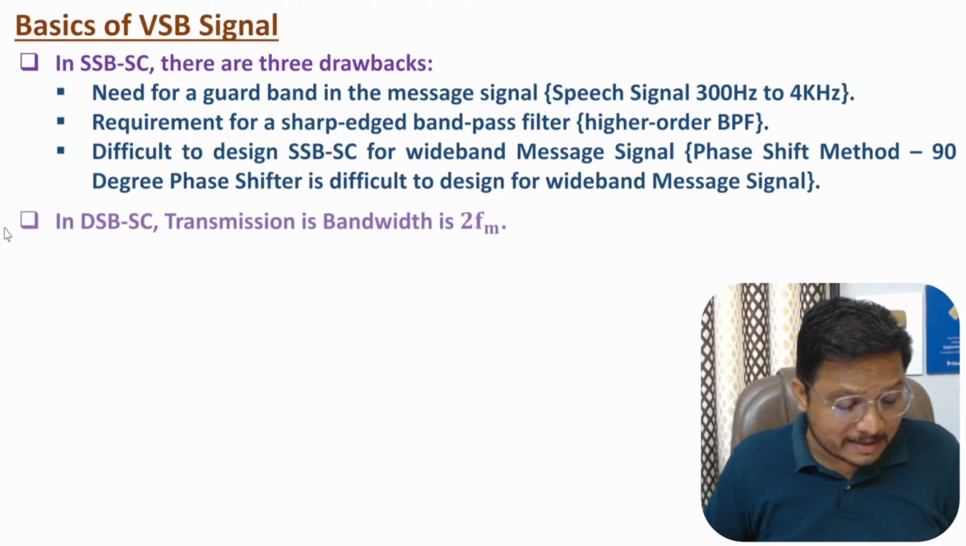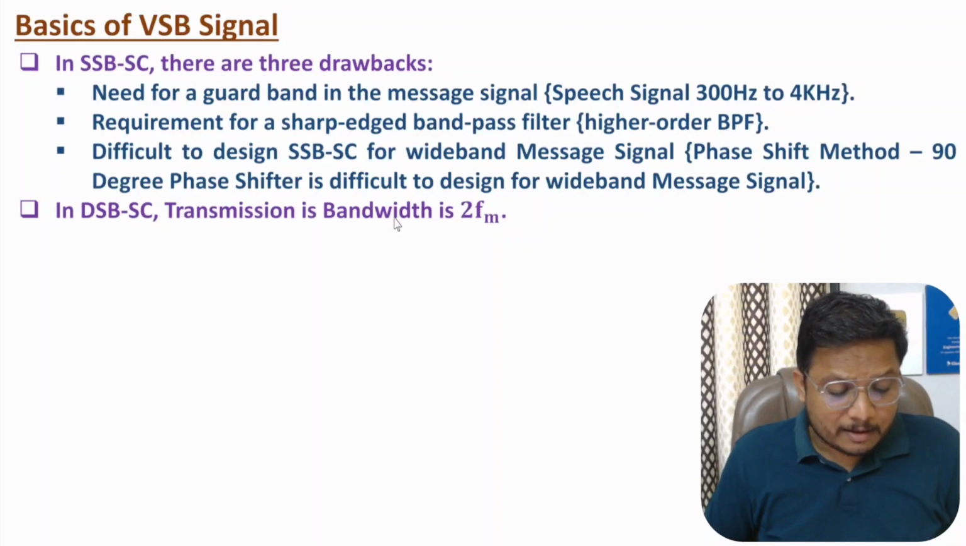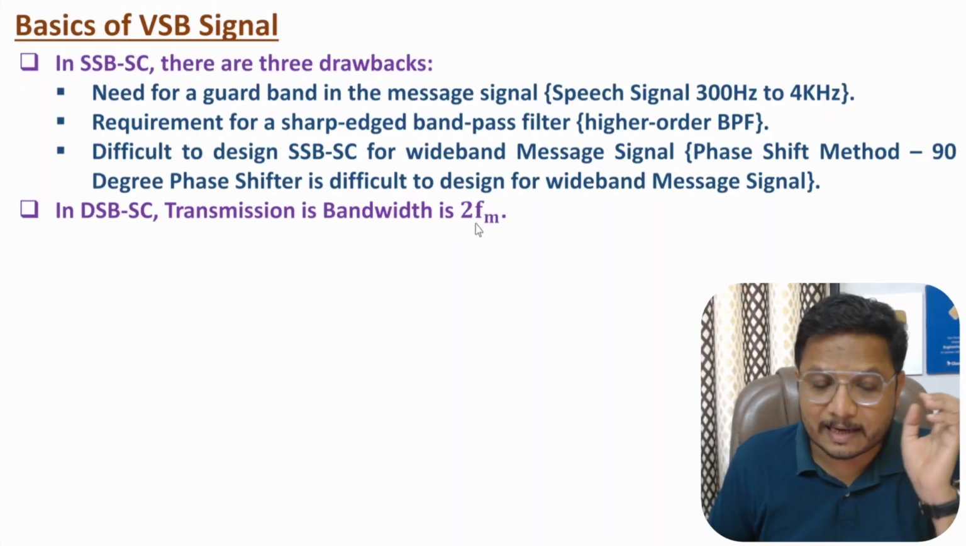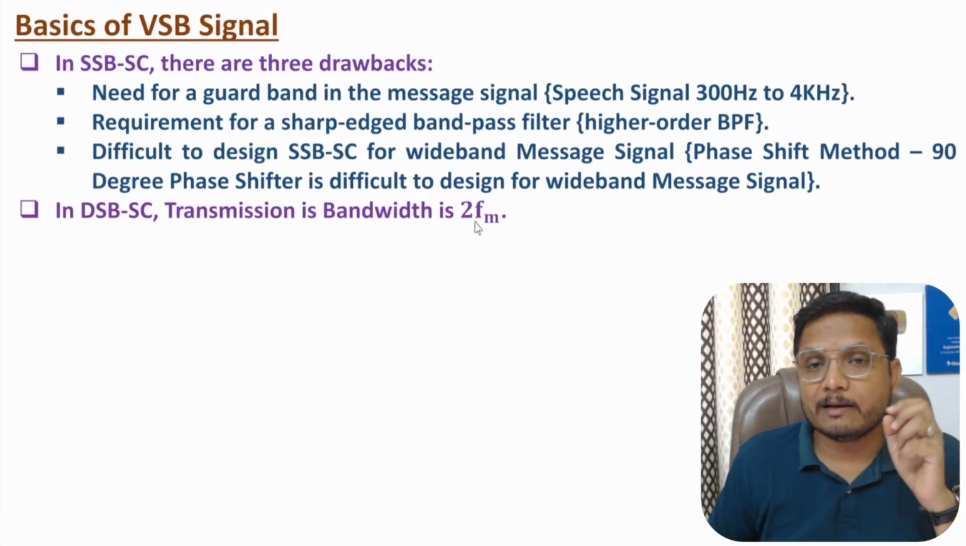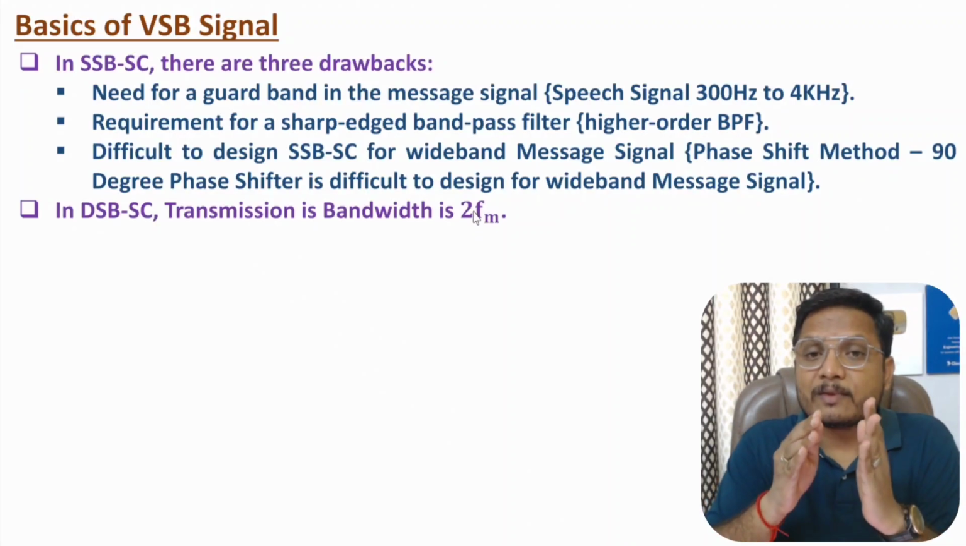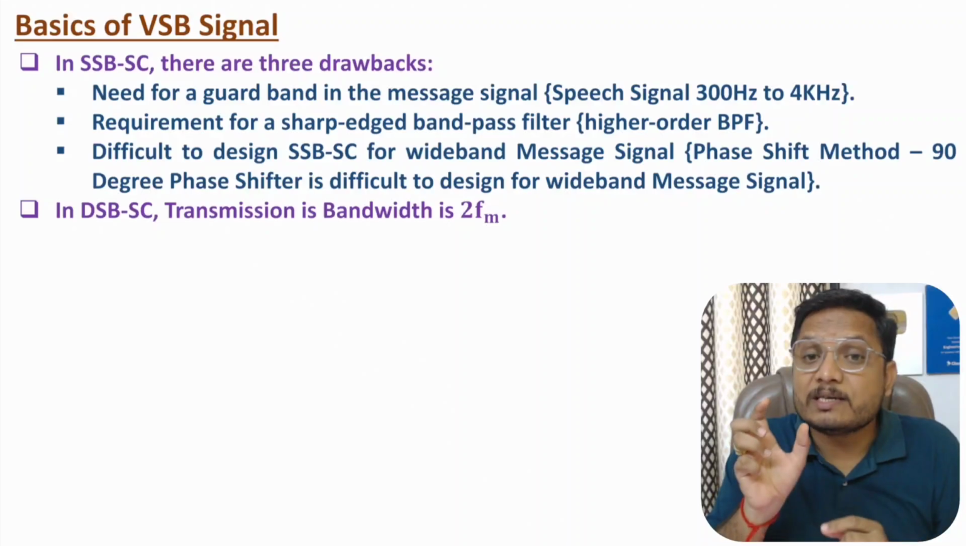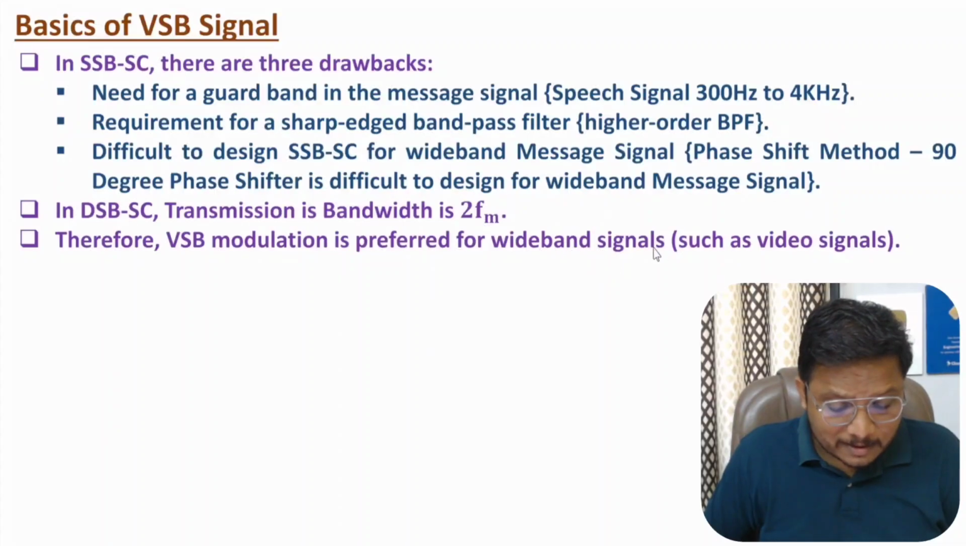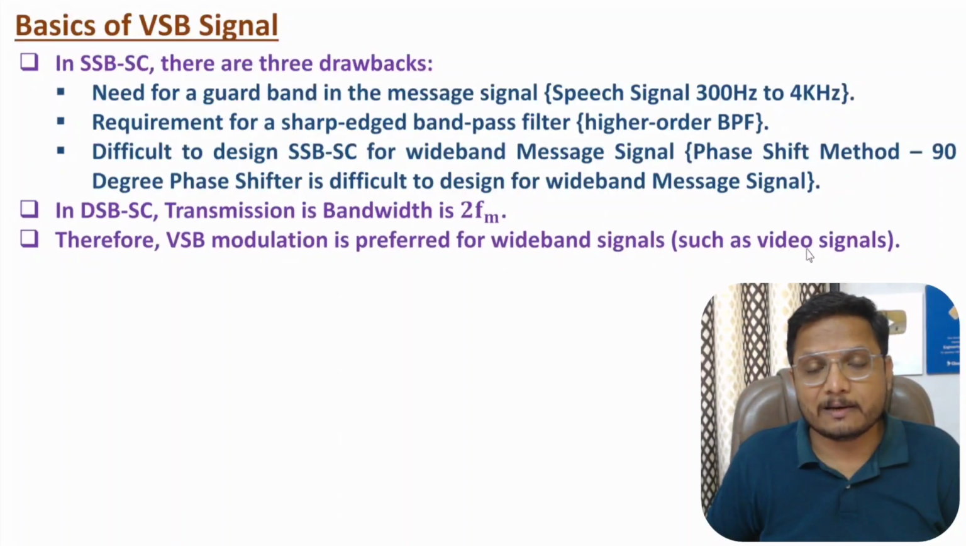If you talk about DSBSC, then in DSBSC, transmission bandwidth is 2 FM. In SSBSC, transmission bandwidth is FM. In DSBSC, transmission bandwidth is twice of FM. While in VSB, transmission bandwidth is FM plus FV, some vestigial bandwidth will be there. So when you talk about wideband message signals like video signals, we should prefer VSB, which has lower bandwidth compared to DSBSC. It has higher bandwidth compared to SSBSC, but due to drawbacks of SSBSC, we cannot prefer SSBSC in wideband message signals like video signals.